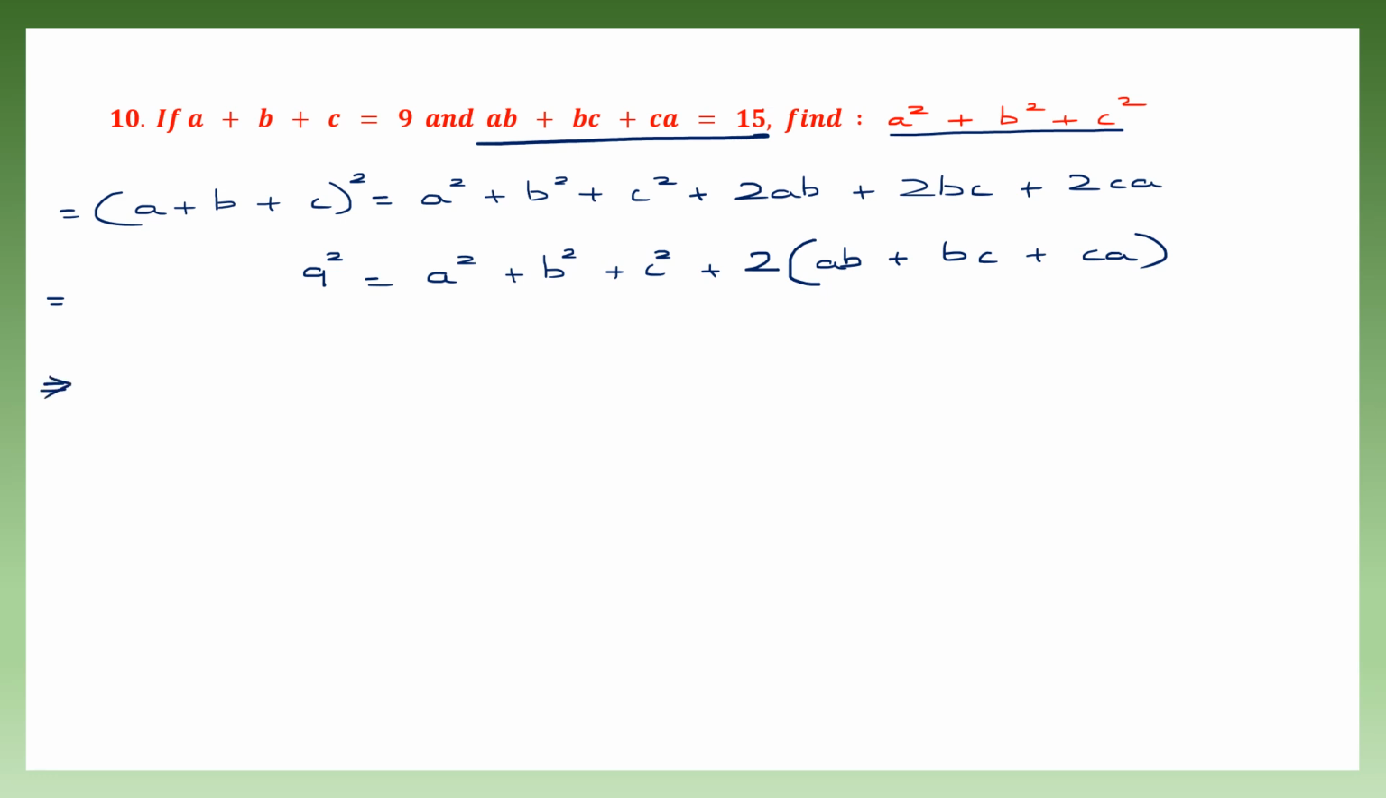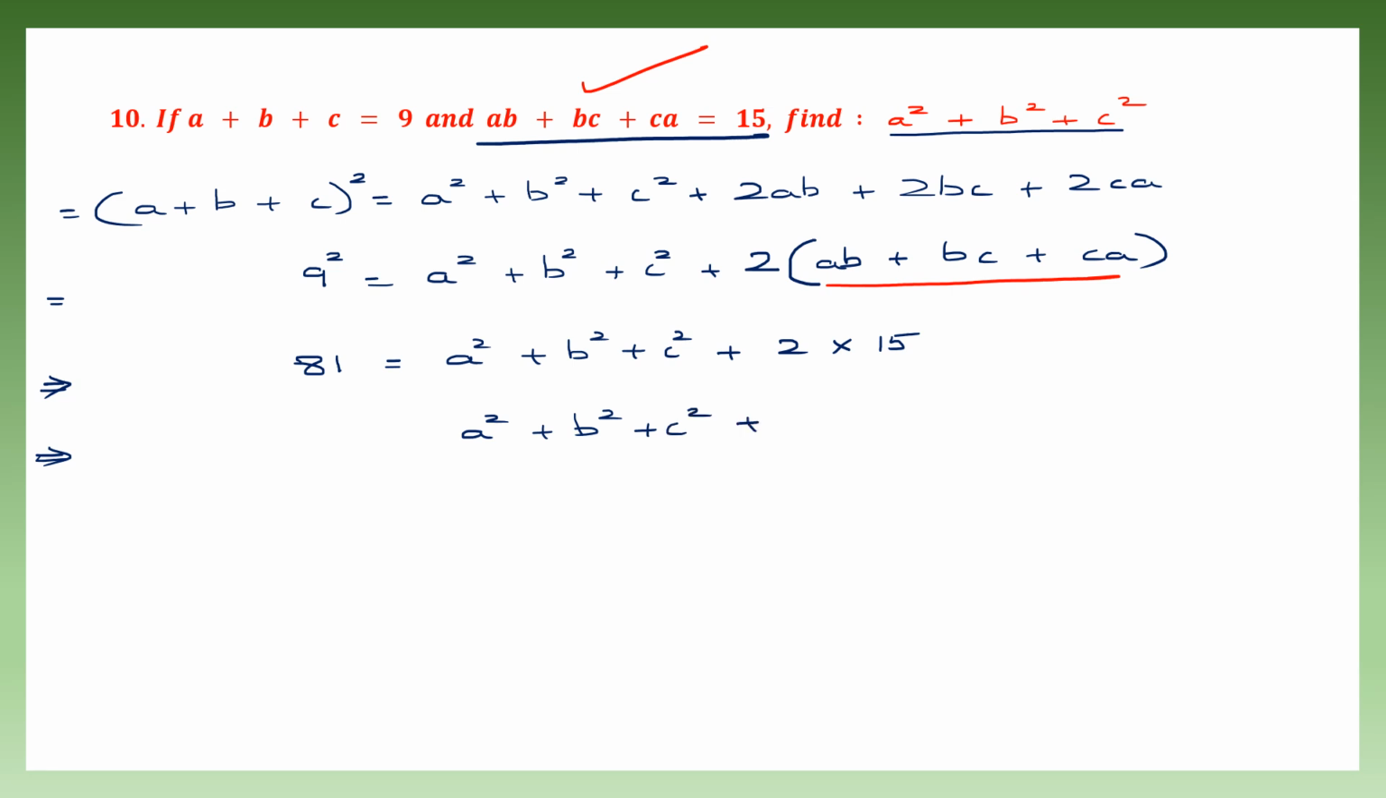Now let's simplify this further. 9 square is 9 nines are 81. And here a square plus b square plus c square is what we are going to find out. Plus 2 into. Now this ab plus bc plus ca is given to us here and that is 15. So now we're going to find the value of a square plus b square plus c square plus 2 into 15 is 30, and all this is equal to 81. So let's write 81 this side, 81.